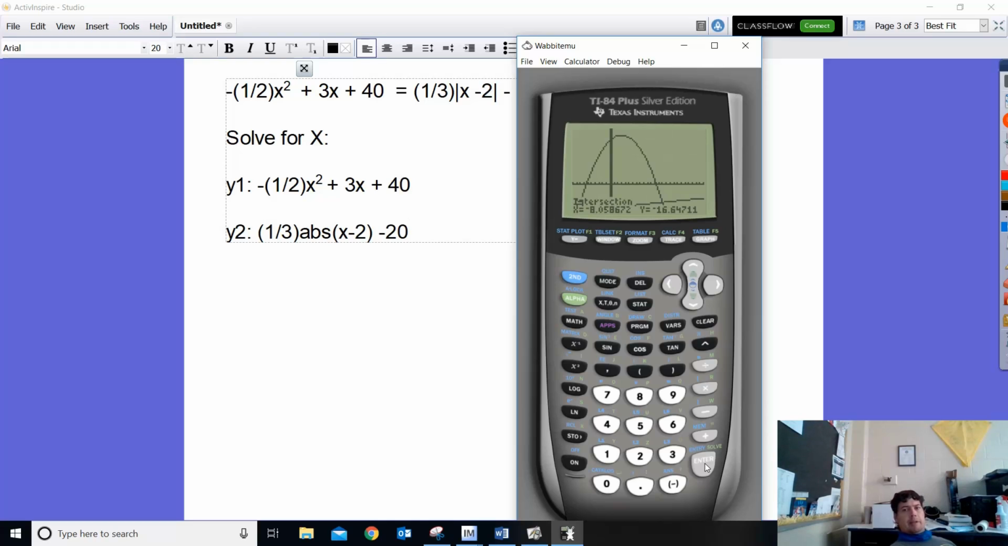All right, so we got negative 8.06. Don't care about the y value. It said solve for x. Negative 8.06. Hopefully that's what you guys are getting.